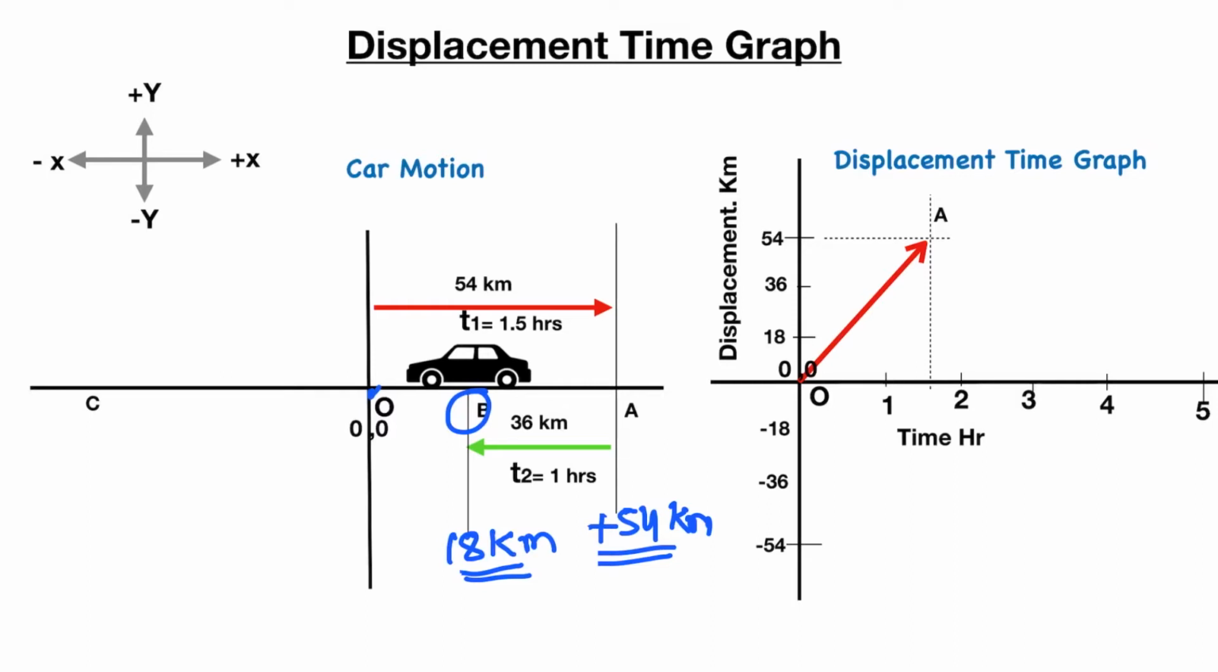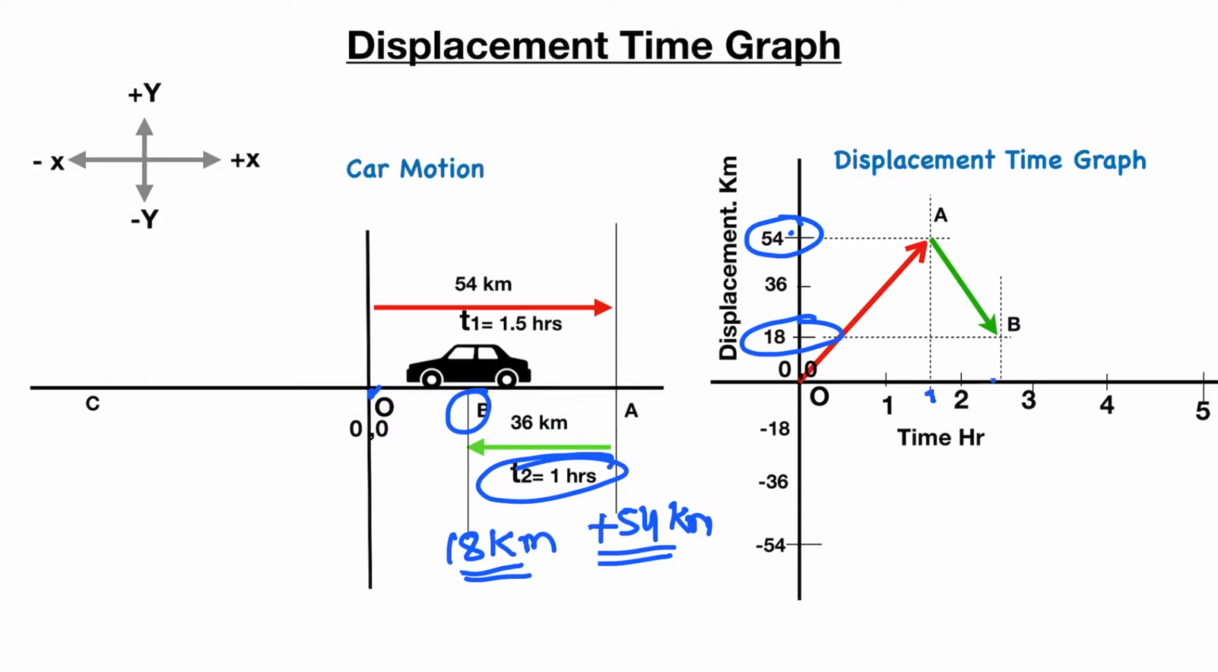So what we have to do, we have to start at plus 54 kilometers on the y-axis here, and come to 18 kilometers on the y-axis. So again we take a point at 54, which is point A, and then draw a horizontal line at 18 kilometers displacement. And because this is 1 hour, we have to add 1 hour here. 1.5 plus 1 means 2.5 here. So draw a vertical line at 2.5. You will get an intersection point B. Draw the displacement time graph AB for this car motion.